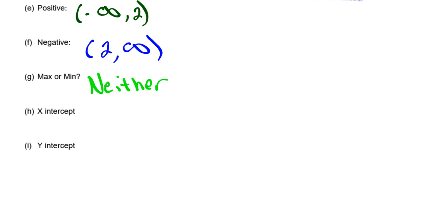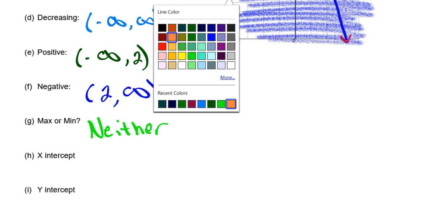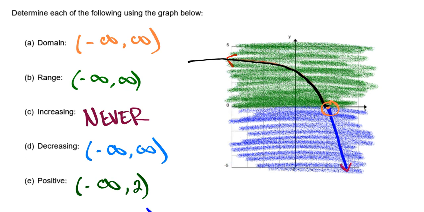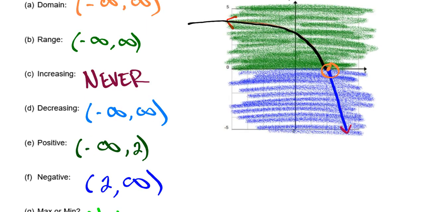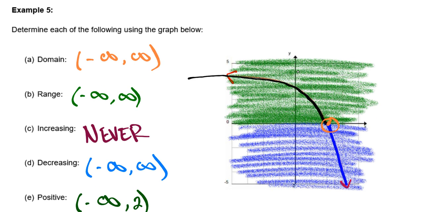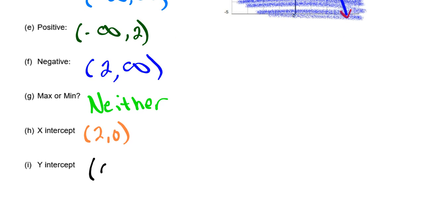The x-intercept, where does our graph cross the x-axis? Our graph crosses the x-axis right here. That is at the point 2, 0. Where is our y-intercept? Our y-intercept is up here at the point 0, 3. And if you have all that in, then you are done with this unit.